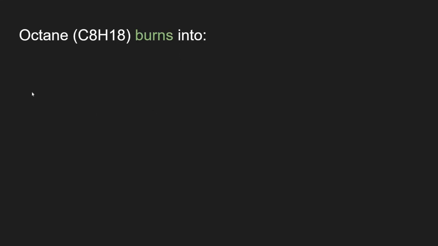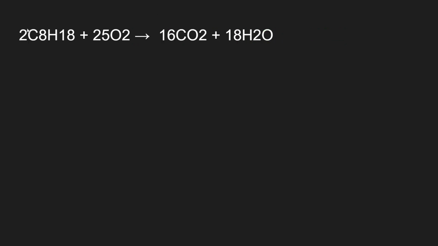So next, combustion. Here is where I mentioned burns. This would literally just mean that it's adding an oxygen. So octane burns into. So we already know what octane is. We have it right there. And we know that's going to be adding with oxygen. And we know that there's supposed to be some quantity of CO2 and H2O. So if we balance it out, we get 2 octanes, 25 oxygen, 16 carbon dioxide, and 18 H2O.